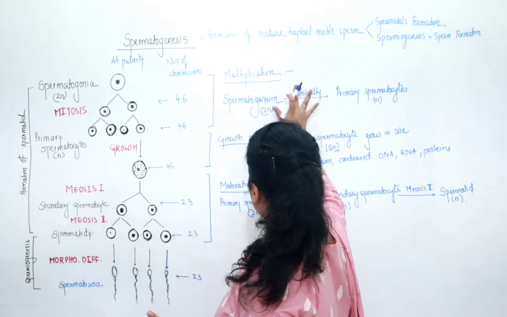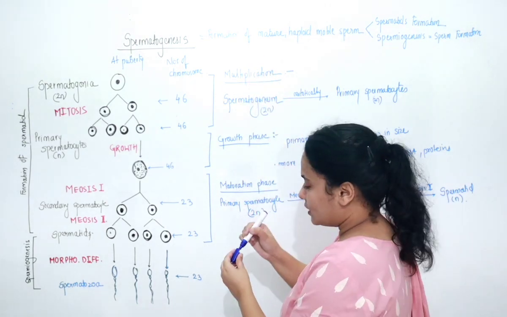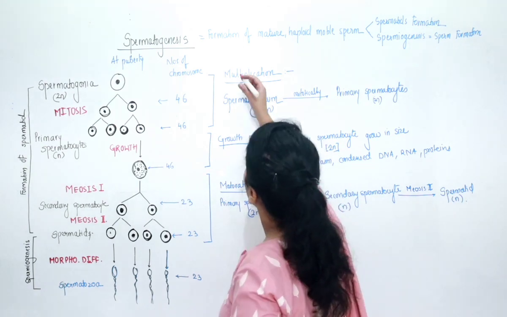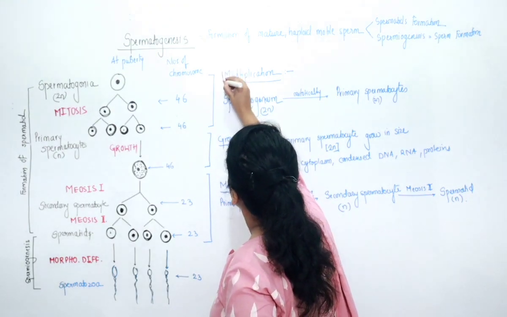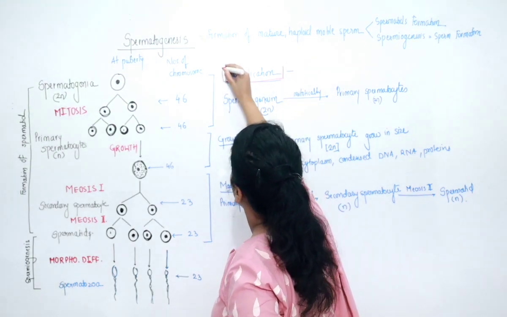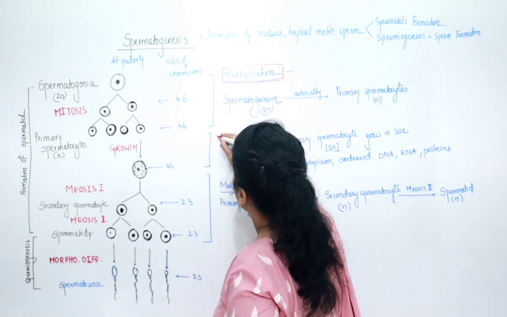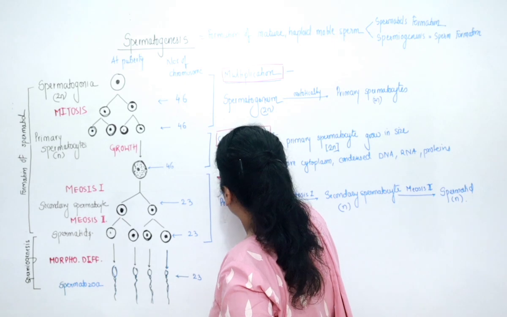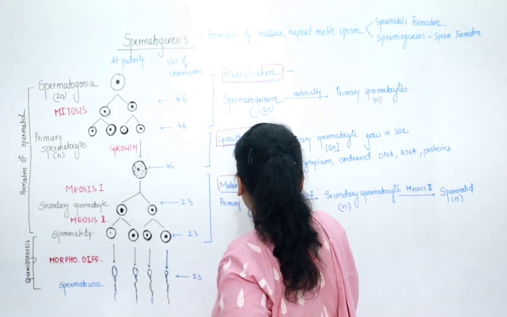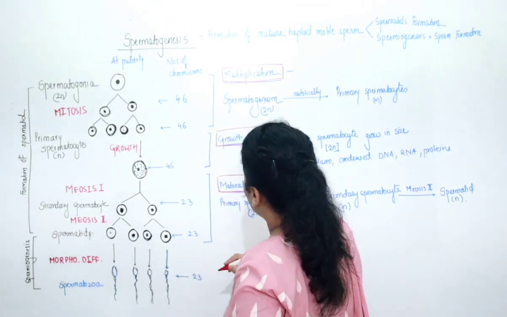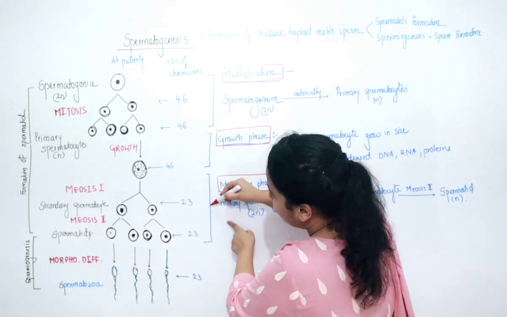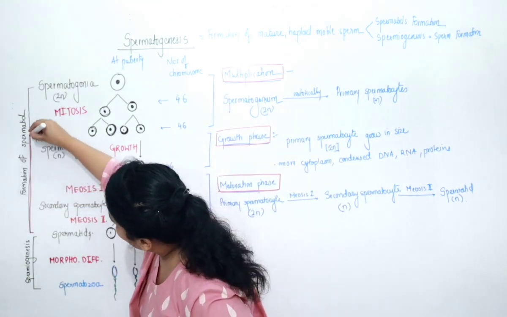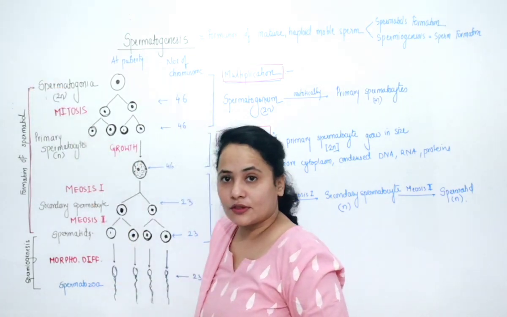Right? So the first phase is this multiplication phase. I'll put it out one more time over here. First phase is this. What is this? Multiplication phase. Second phase is known as the growth phase. And the third phase is known as the maturation phase. Right? So this is 1, 2 and 3. These all are included in this, that is the formation of spermatids.